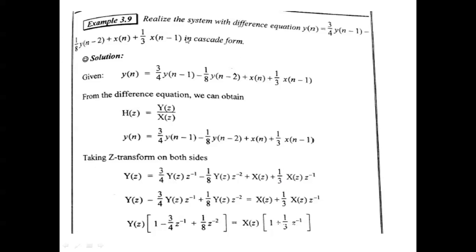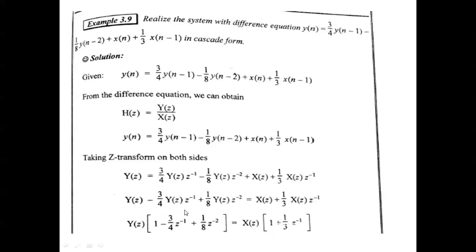So here they have given an example: y of n minus 1 by 8 y of n minus 2 equals x of n plus 1 by 3 x of n minus 1. Again we have the formula h of z is equal to y of z over x of z. So take the z transform for that. If you take the z transform, you get z minus 1, z minus 2, and z minus 1, because n minus 1 is there, so it is z minus 1.